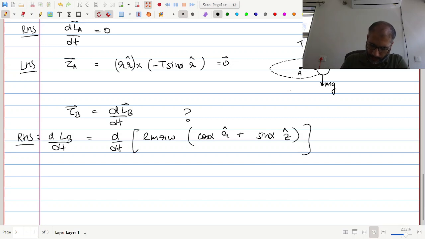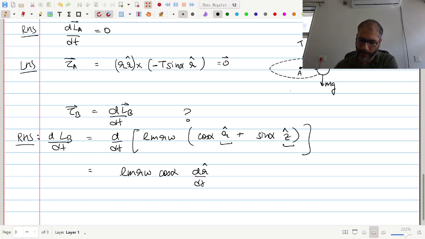So let's expand this. We can see that the magnitudes L, m, R and omega are all constant, because omega is given to be a constant. We saw that it's only this r hat that changes with time. So this gets simplified to L m R omega cos alpha and then d by dt of r hat. The z hat term is 0 because sin alpha z hat does not change with time. And dr hat by dt, if you recall, was omega times theta hat. This is what we learned in the beginning of this course in kinematics of polar coordinates.